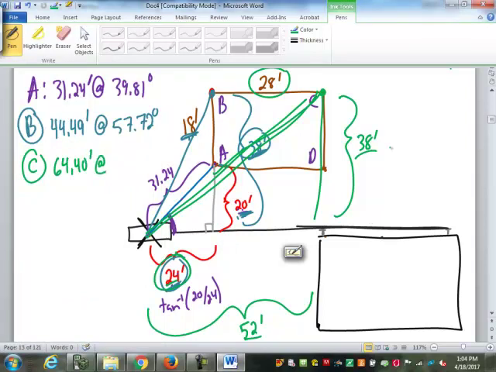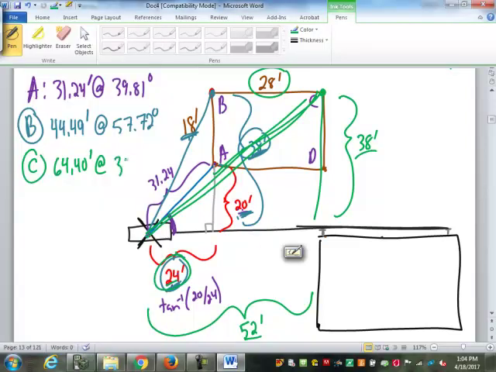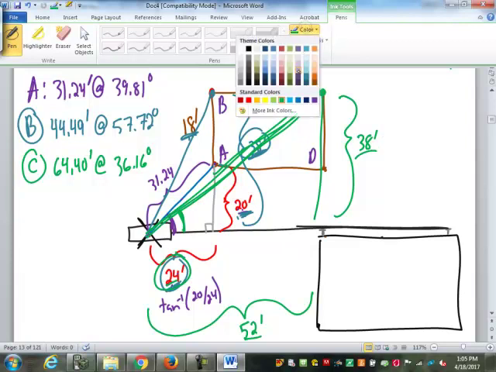64.40 feet. At, now our angle is going to be the inverse tangent of what? Opposite side would be what? 38 over 52. So 36.16 degrees. So again, you turn this to 36.16 degrees and you measure out that 64.40 feet to get to that corner.